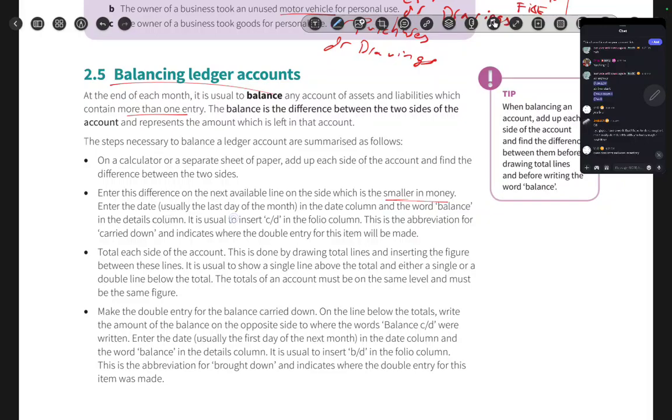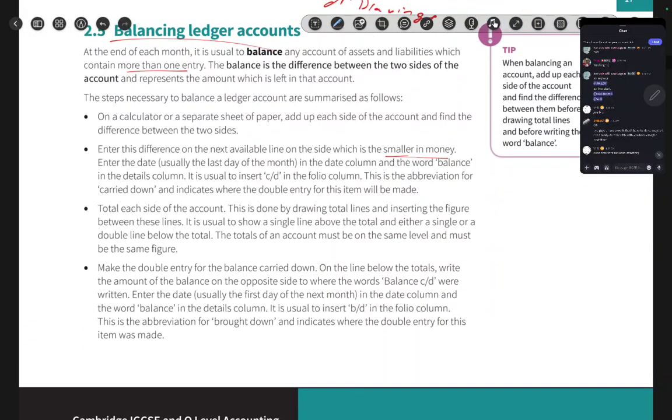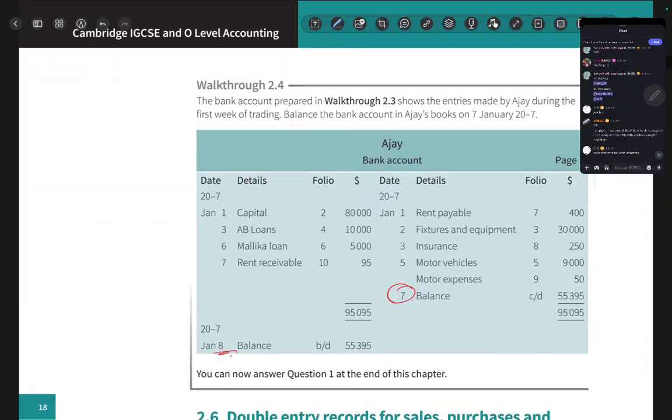Enter the date, usually the last date of the month, but in this case, it's the last date of the week because they're asking us to balance after the first week. So it's like Jan 7. And then what do we have to do? Write the word balance CD. We don't need to do the folio column stuff. You just have to write balance CD, the abbreviation for balance carried down. And then you just do balance BD again.